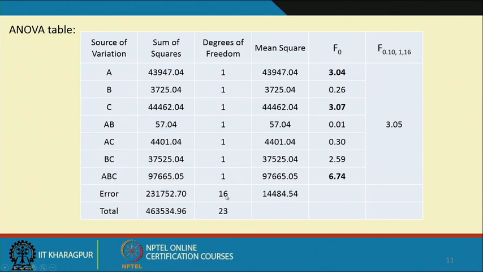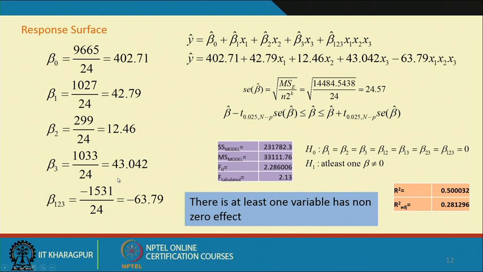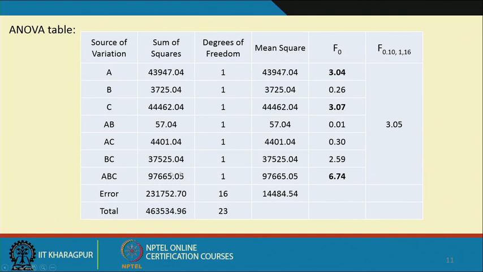Now, you see that A, C and ABC, these are significant with reference to F0, although A value is 3.04, which is slightly less than 3.05. Under such situation, it is better to include this into the model or keep this as a significant variable. So, then how many we have? A, B significant, A and C significant, so their interaction A, C also we should keep. In addition, A, B, C is significant. So, we are also keeping B for further analysis because B interaction is also there.